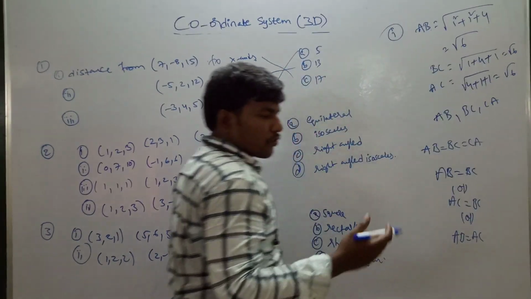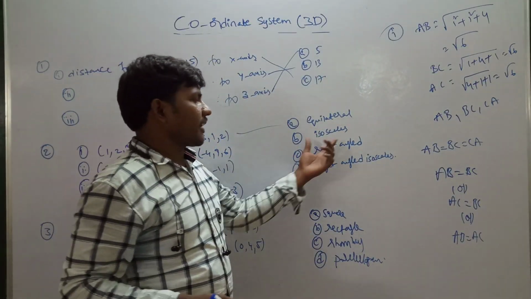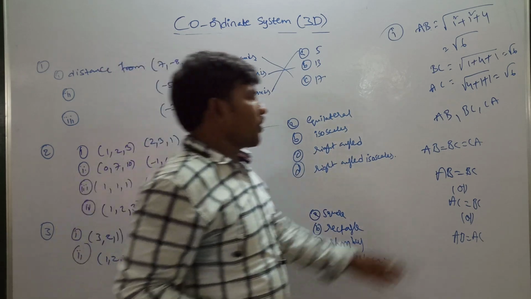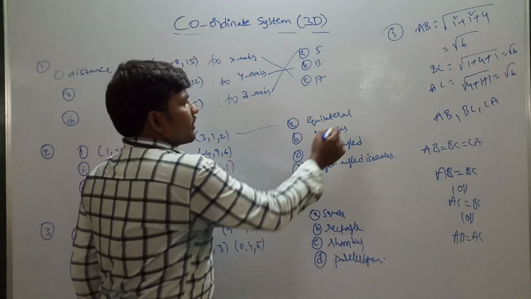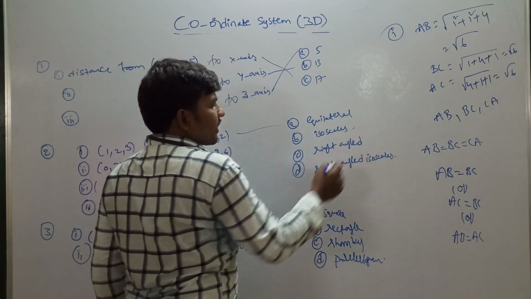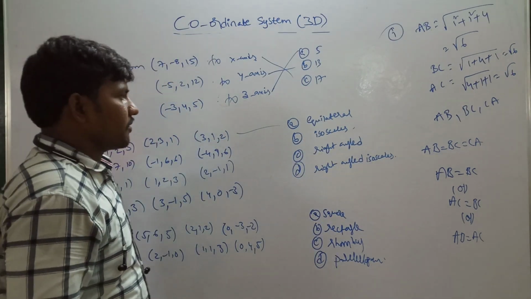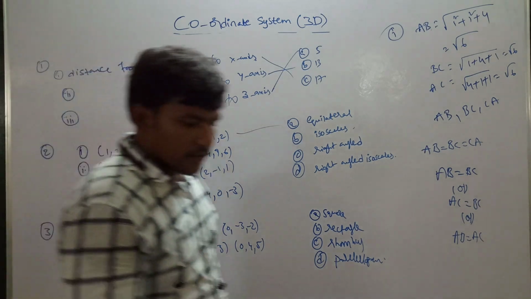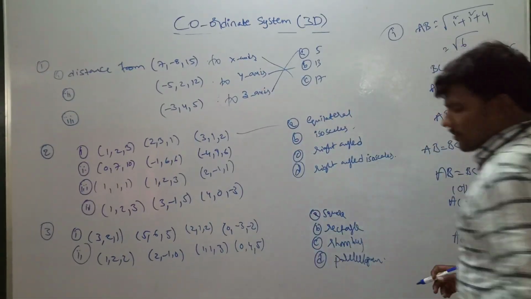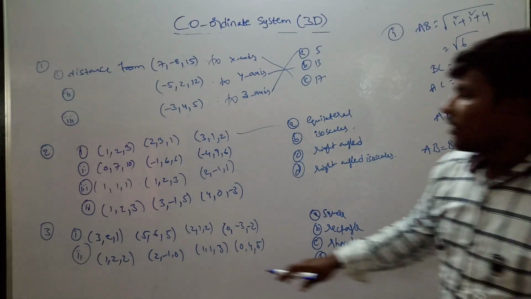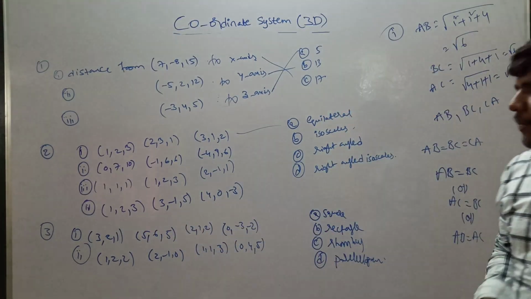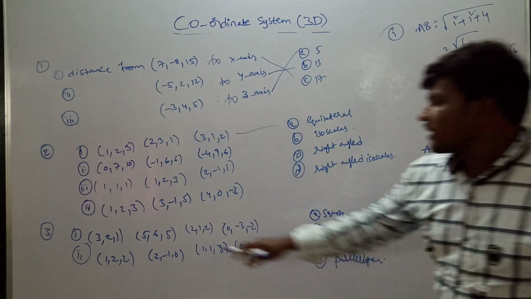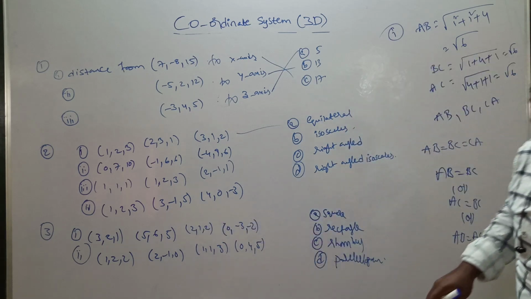If the sum of the squares of two sides is equal to the square of the other side, it is a right angle triangle. If both conditions hold, that means it is isosceles and also right angle, then it is a right angle isosceles triangle. Next, third question: the type of quadrilateral which is formed by these 4 points.